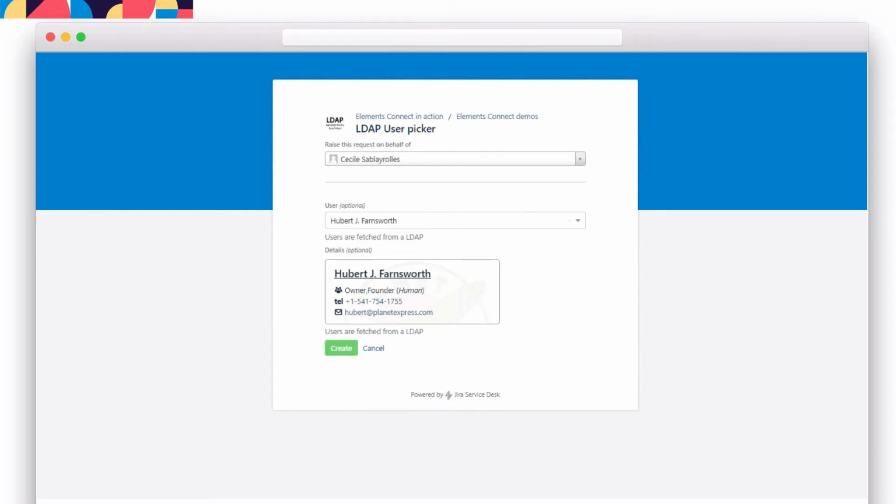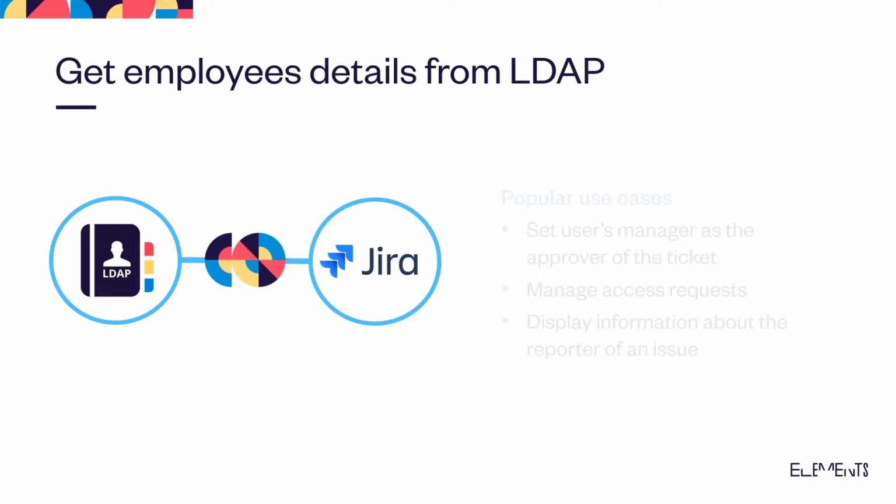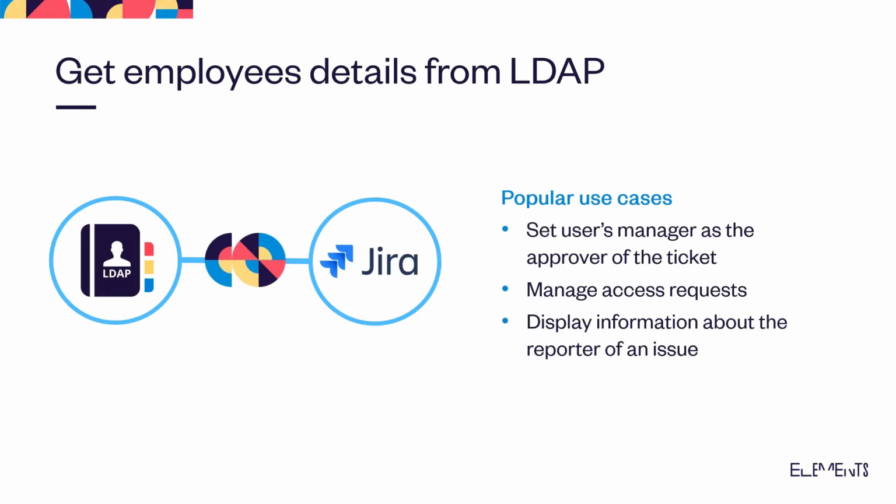So for that, this kind of use case can be really useful for you. For example, if you want to know the user manager and you would like to set him at the approval of a ticket raised by the user. It can be used also for managing access requests, depending on any value stored in the LDAP. It can be like his office location or the user department. This way you can really manage access requests inside Jira.